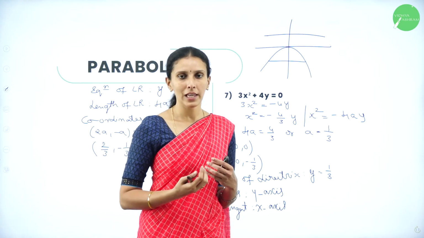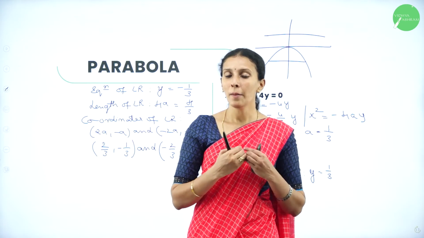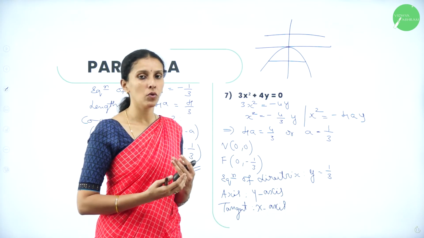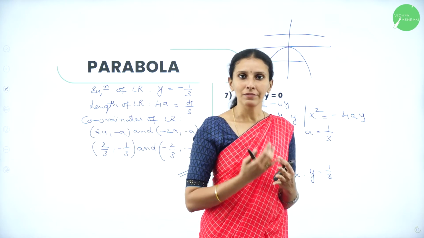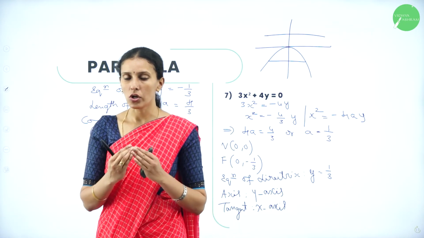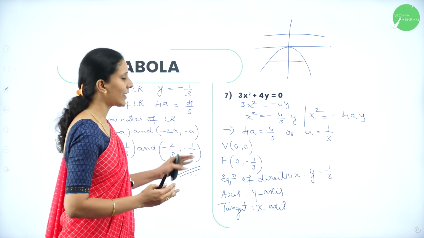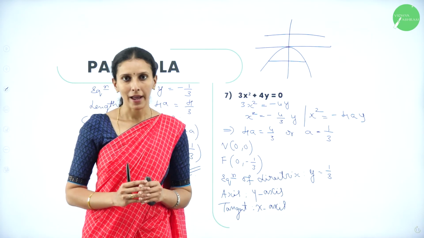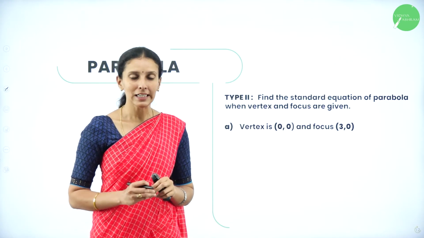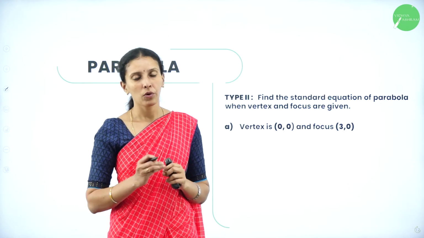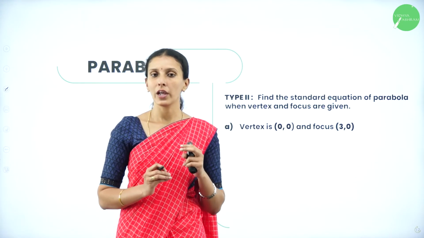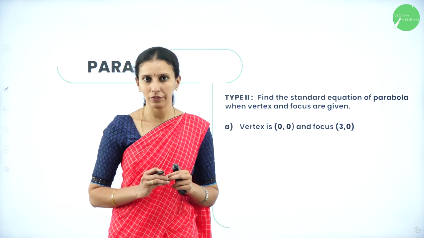So by knowing the standard form of the parabola, we can identify whether it is a right-handed parabola, left-handed parabola, upward parabola or downward parabola. So using those concepts, we can write all the characteristics of the given parabola. So next we come across a different type of question. Here the characteristics of the parabola are given. We have to write the equation of the parabola. So any two characteristics will be given.